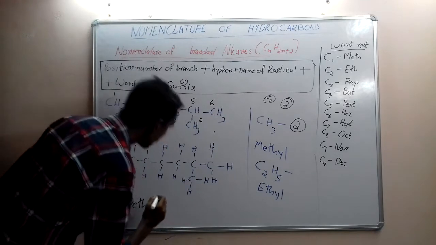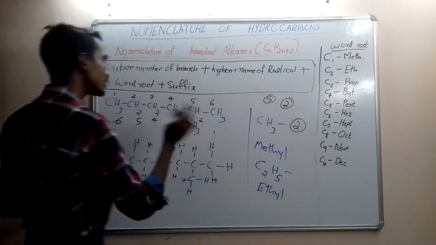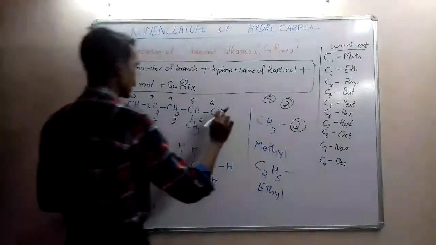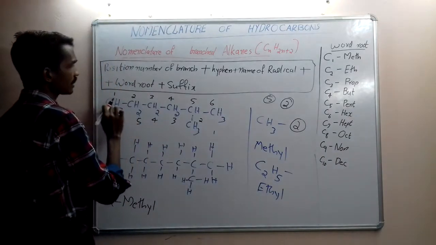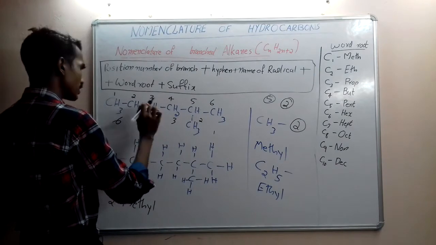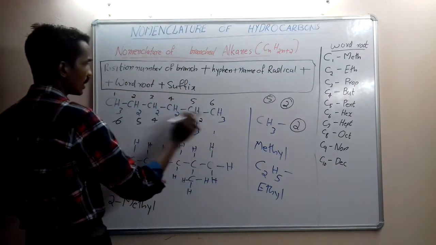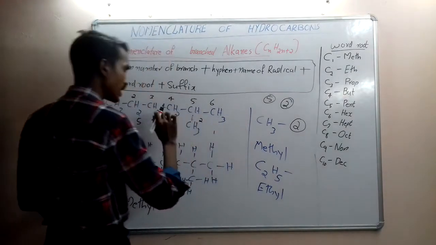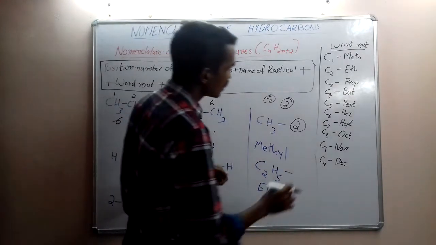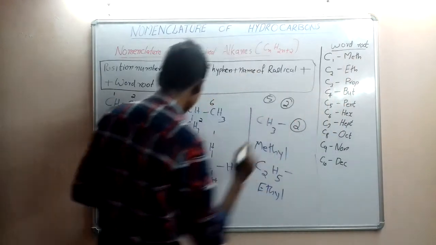Then the next one is the word root. So how to write the word root? In the main branch, how many carbon atoms are there? 1, 2, 3, 4, 5, 6. 6 carbon atoms. Whether you count from right or left, it doesn't matter. 6 carbon atoms means hex. The word root is hex.